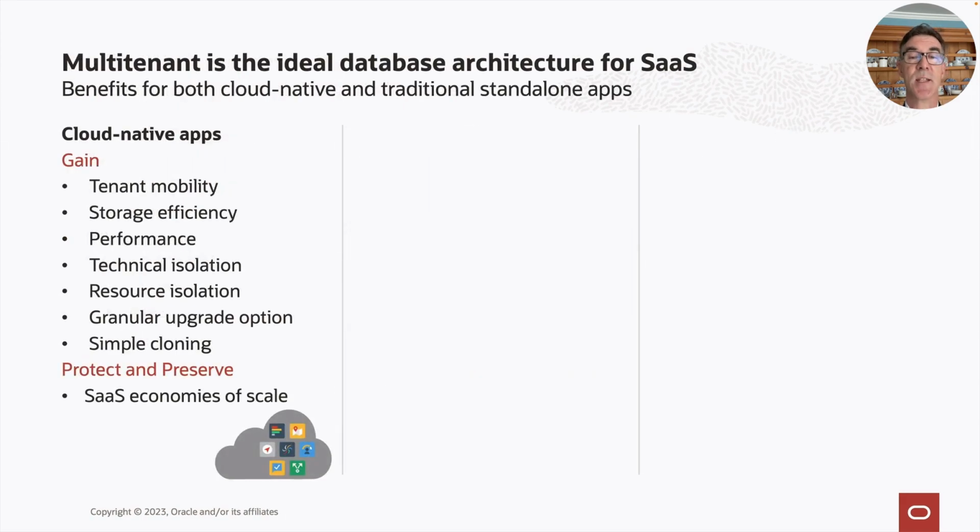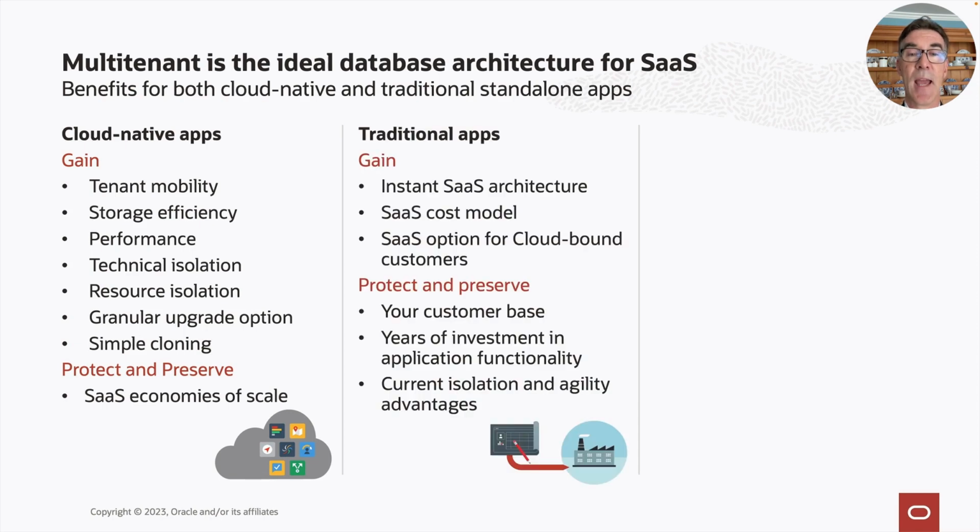We've seen how multi-tenant is the ideal architecture for SaaS. It delivers benefits both for cloud-native applications as well as applications originally designed for standalone deployment on premises. The cloud natives gain many advantages: tenant mobility, storage efficiency, performance, technical isolation, resource isolation, granular upgrade options, simple cloning, and all of this is realized without sacrificing the economies of scale inherent in SaaS.